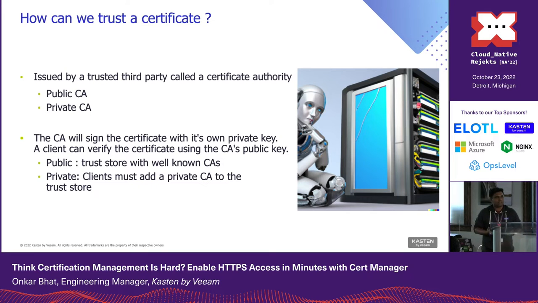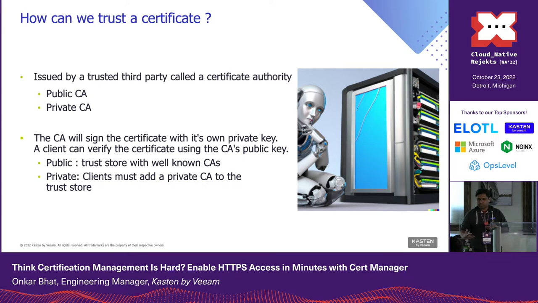Okay, so we know why we need a certificate, but how do you trust it? That's where trusted third parties come into the picture. They're called certificate authorities, and I'll refer to them as CAs throughout most of the rest of the presentation. You have two types. There's a public CA, accessible on the internet. And some organizations prefer deploying their services internally only, not exposed to the internet. In such cases, you'll find private CAs, where the organization generates its own certificate authority and uses it for signing certificates for services in their internal network.